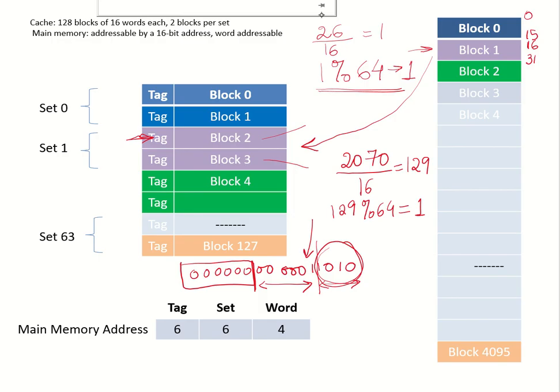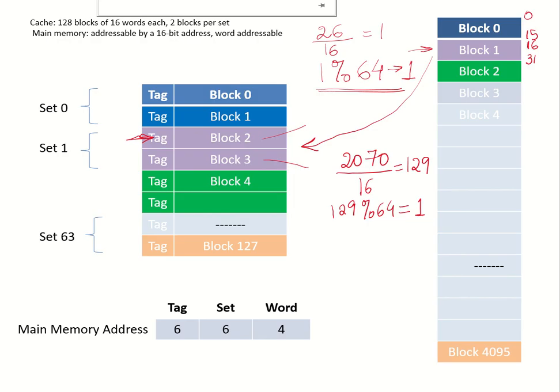What will be the binary of 2070? So what will be the 16-bit address that is being sent out by the processor? It is 00001000, then 00010110. This is the binary of 2070. The lower 4 bits will decide the placement of the word within that block.